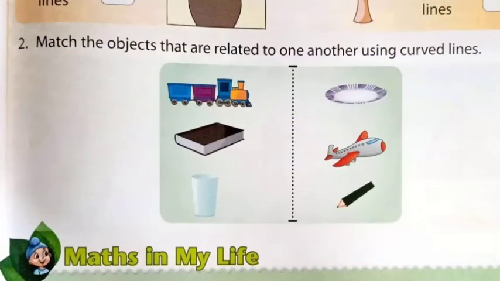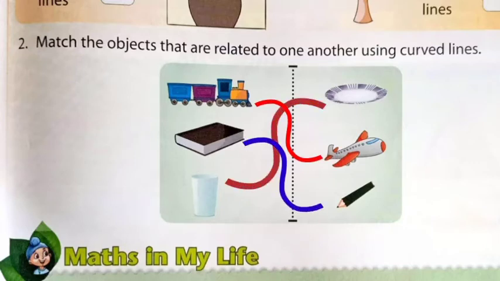After this, there is a question for you that you have to match the objects that are related to one another using curved lines. Pictures are given for you and you have to match them. First we are given a train, a book and a glass. Then you have a plate, an aeroplane and a pencil. Now we have to match them through the curved lines as here. Train and aeroplane are the means of transportation. Book is matched with the pencil and glass with the plate.